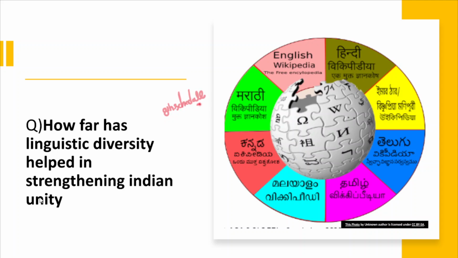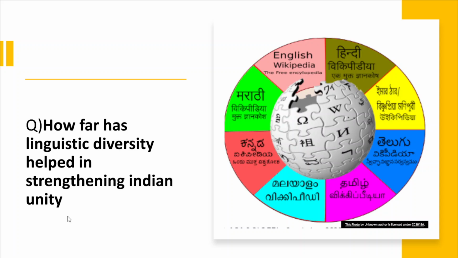So the Indian constitution itself recognized 22 languages. So apart from these 22 languages, there are around 1500 languages spoken in different parts of our country. So in this context, the question has been asked, how far has linguistic diversity helped in strengthening Indian unity? So how has the linguistic diversity resulted in strengthening of national unity?